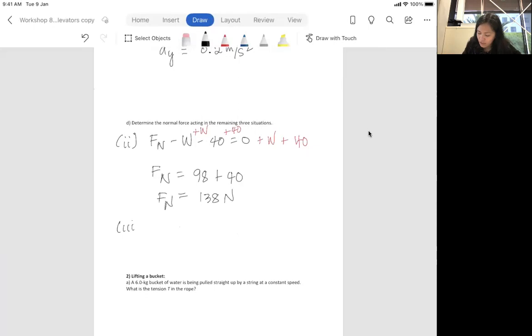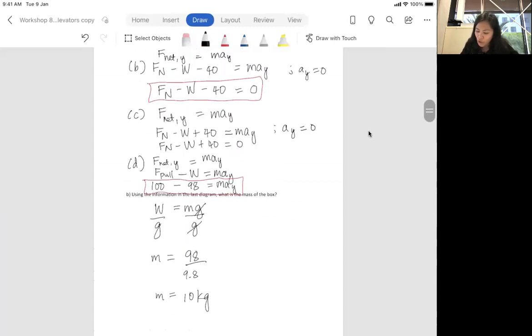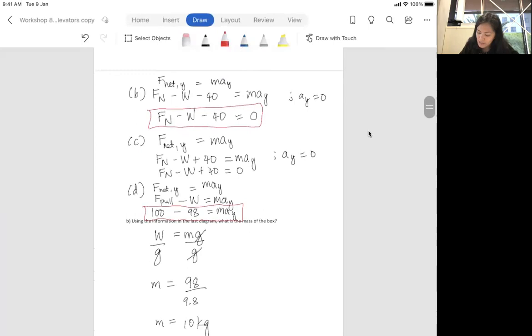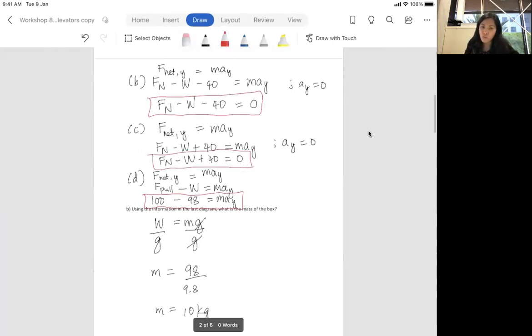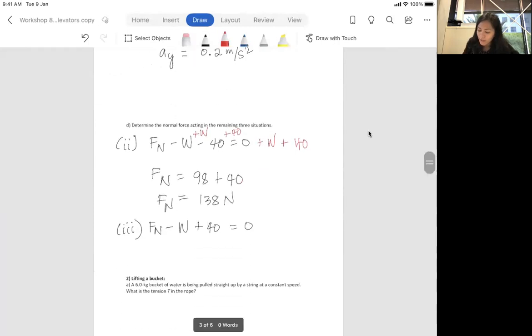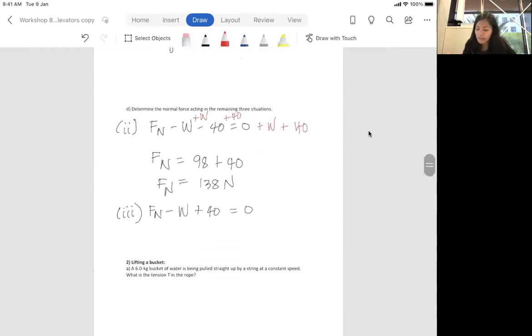And then the third scenario, you have Fn minus weight, but this time you're pulling upwards. So instead of a minus 40, you have a plus 40 in this case, and that's equal to 0. Yeah, that was the equation that we wrote down for the third case using Newton's second law of motion. So we're just using that and manipulating that to isolate Fn.